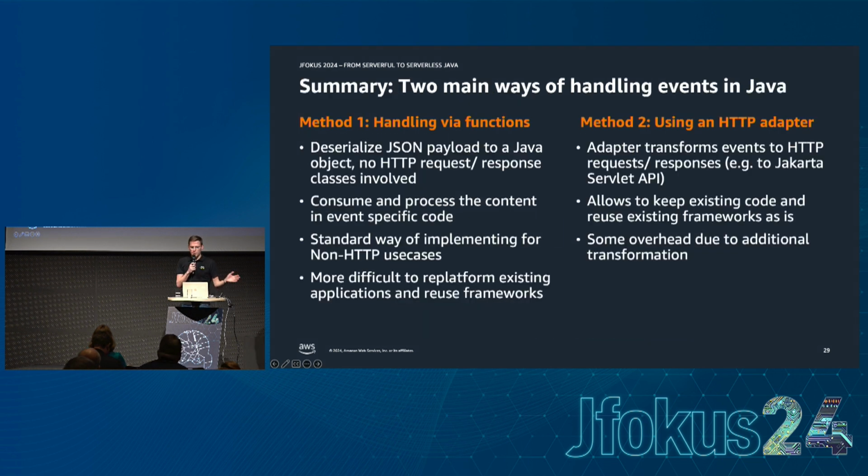So as a summary, the two ways that I've just explained. The first one was handling via functions. So you consume the JSON payload and process it from there. This is almost a standard way if you are looking at non-HTTP use cases, like the example with the queue that Max explained. You wouldn't take the Serverless Java container and convert it back to HTTP because there's no HTTP involved beforehand as well, right? That's why for this use case, it's probably more useful to do it that way.